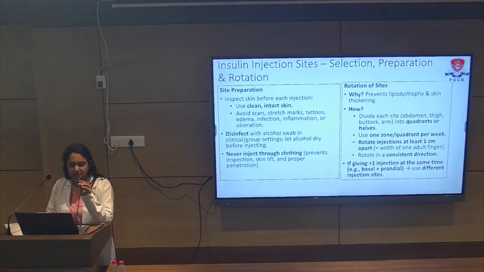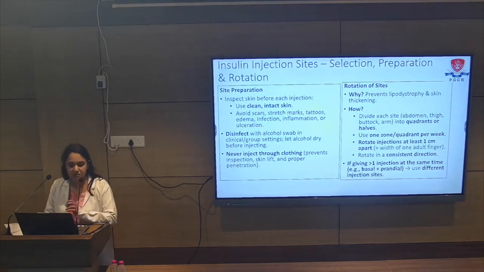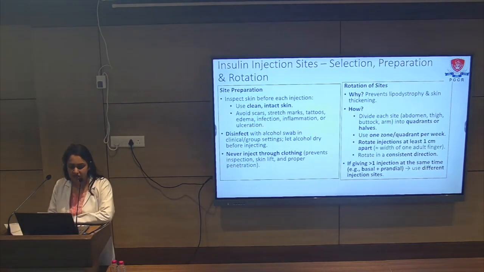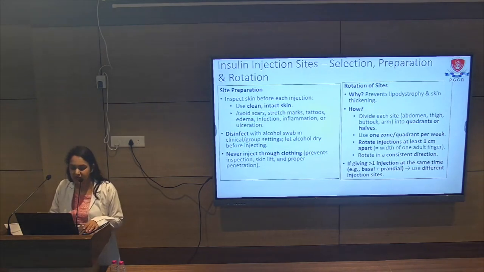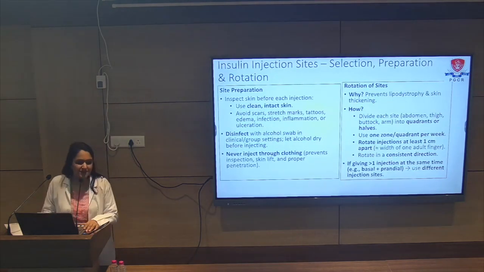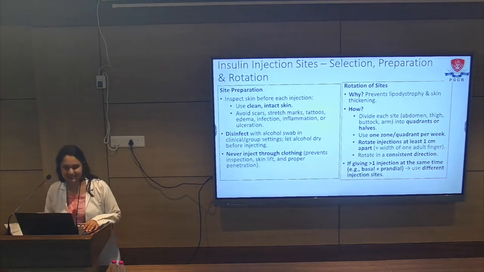Now we inspect the site before each injection. We use clean intact skin, and avoid scars, stretch marks, tattoos, edema, infection, inflammation or ulceration. Disinfect with an alcohol swab in clinical or group settings and let the alcohol dry before injecting. Never inject through clothing as it prevents inspection, skin lift and proper penetration. Rotate sites to prevent lipodystrophy and skin thickening. Do we inject through clothing? No sir, no.